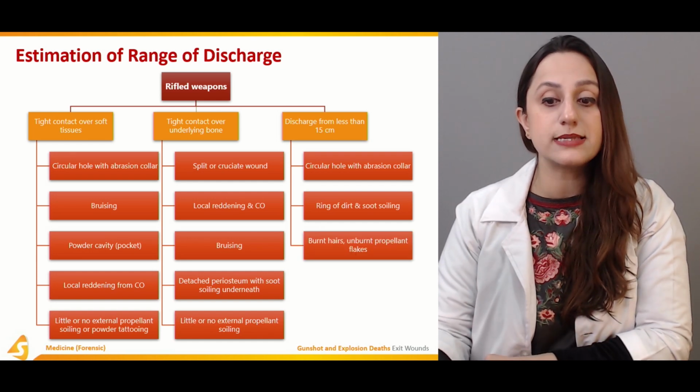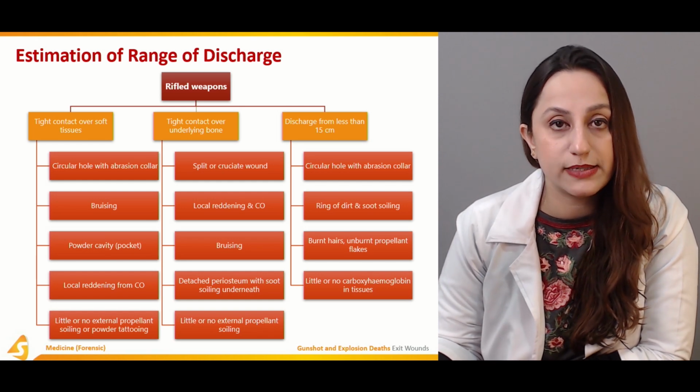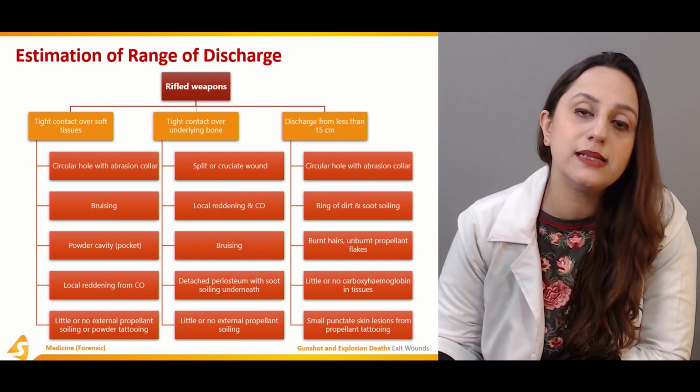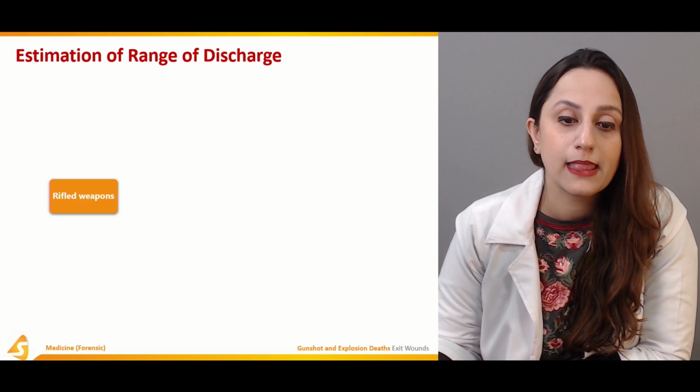There will be burnt hairs and unburnt propellant flakes. Little or no carboxyhaemoglobin is seen in such tissues. Small punctate skin lesions from the propellant tattooing are also observed in such distant lesions.